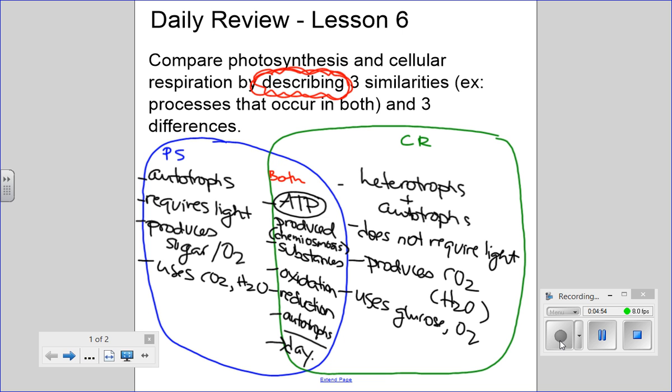Does anyone else want to add anything to either the similarities or the differences? Maybe that's not up here. So these are the big major things that are the same and that are different between photosynthesis and cell respiration. So if you could check, did you have 3 similarities? Did you have 3 differences? It's out of 3 for each of them, making it out of 6 altogether.